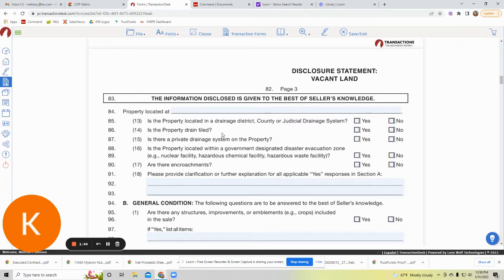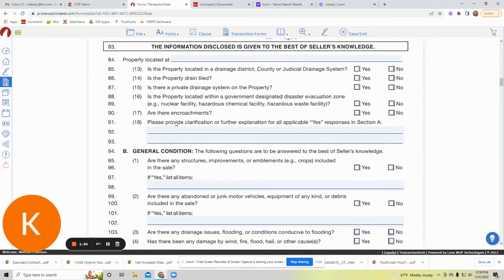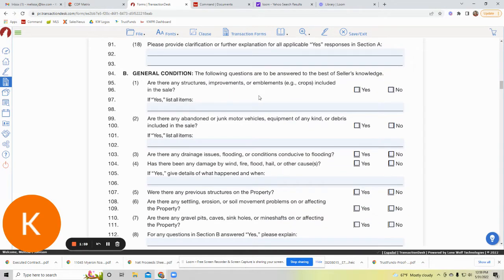Has the property been drain tiled? This would be like a farm field, for example. Is there a private drainage system, or are there any hazardous waste by any chance on the property? Are there any encroachments that you're aware of on the property? Then when you go on to the general conditions section, it asks things like, are there any improvements already on the property? That would be if you're selling a farm or selling farmland.